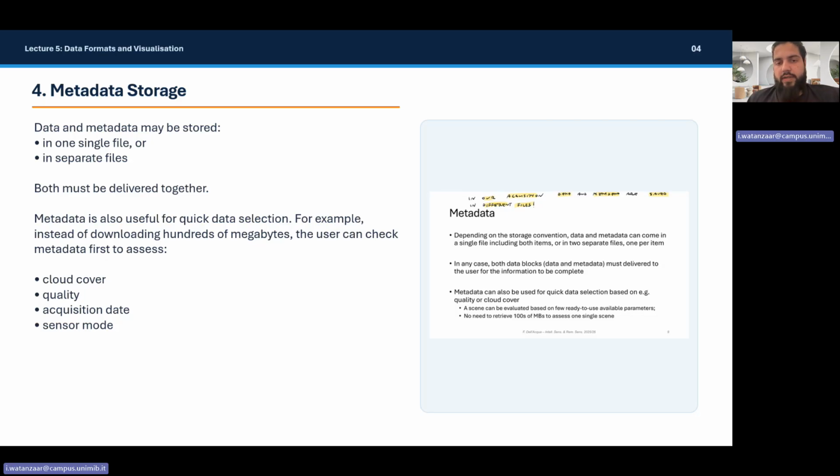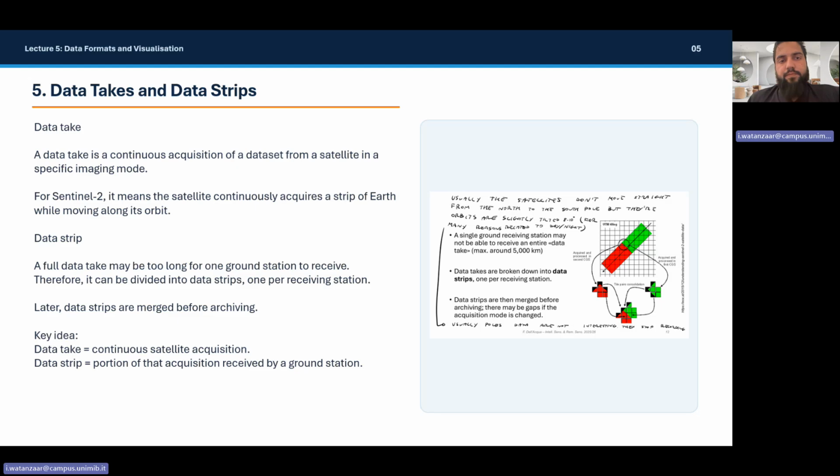In the data levels, we will discuss how we are processing. But before the data levels, we are discussing some terminologies. It's important. One of them is data take, and the other one is data stripe. A data take is a complete acquisition, in simple words a continuous satellite acquisition, and a data stripe is the portion of that acquisition received by the ground station. So let's dive in more. A data take is a continuous acquisition of a data set from a satellite in a specific imaging mode.